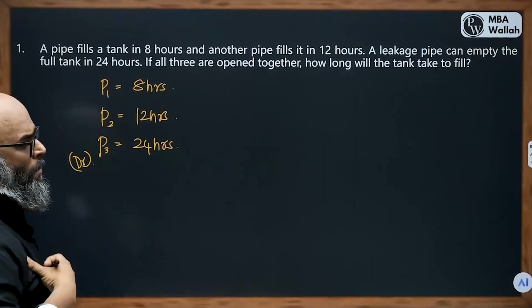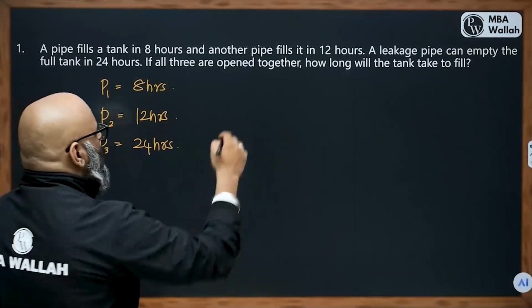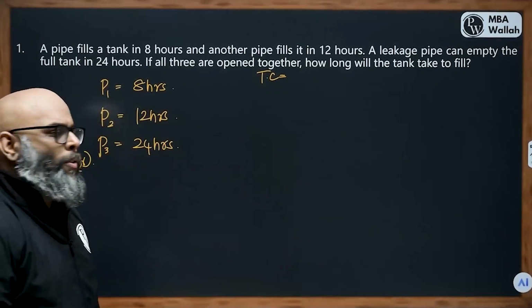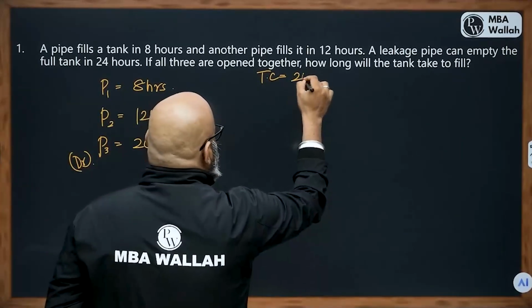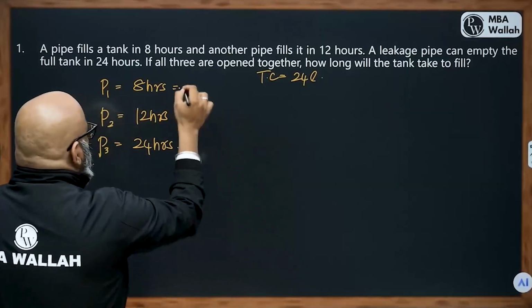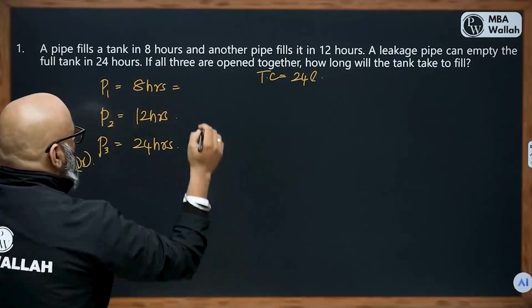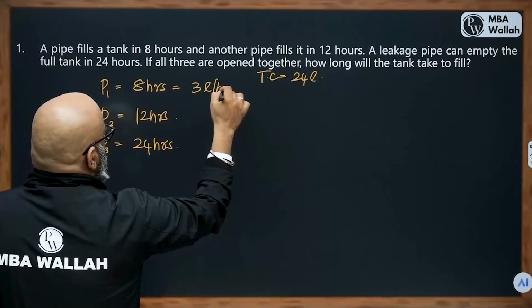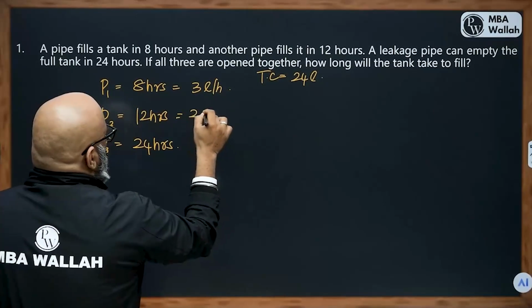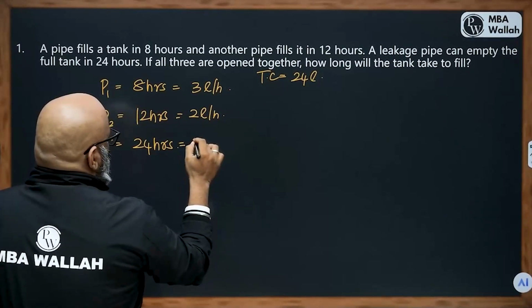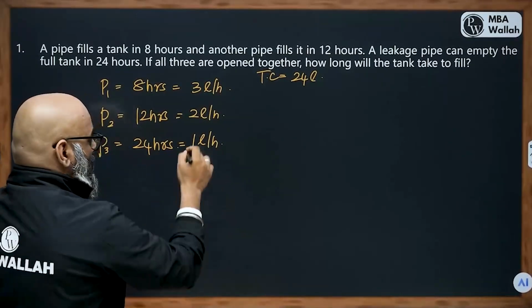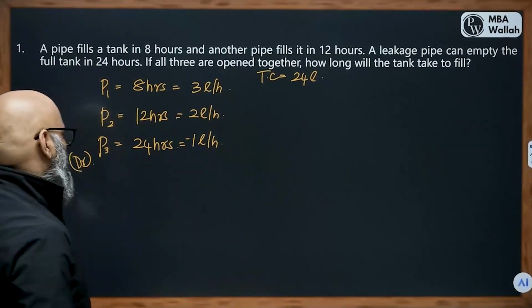All three pipes are kept open, so I'm going to take the LCM here. So the total capacity I can take from 8, 12 and 24. The LCM will be 24 liters. So this is 8, which gives me 3 liters per hour. This will be 2 liters per hour. This will be 1 liter per hour. But this is a drain pipe, mind you. So I'm going to put a minus.